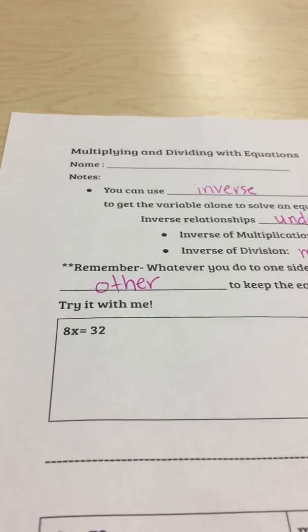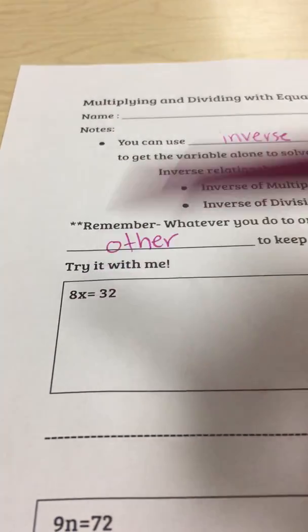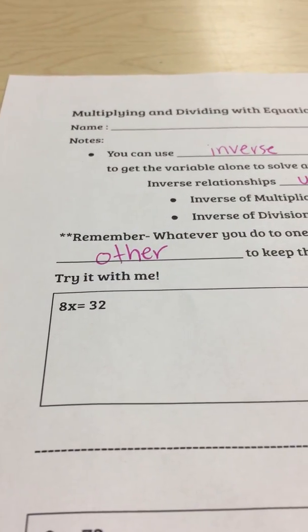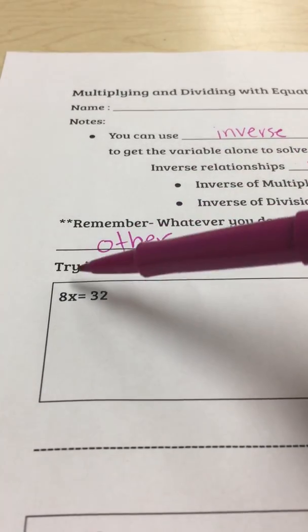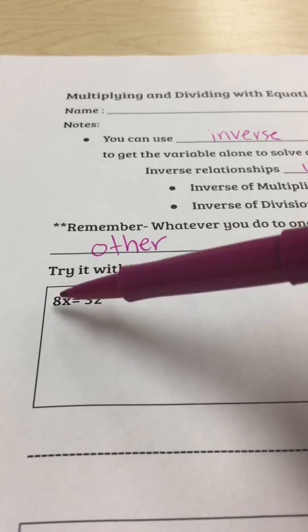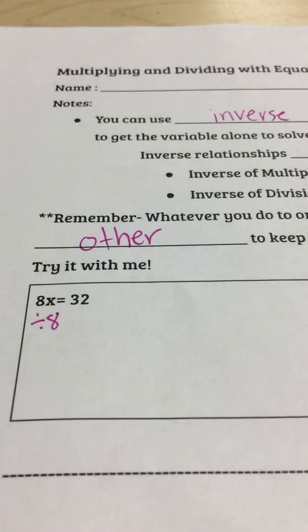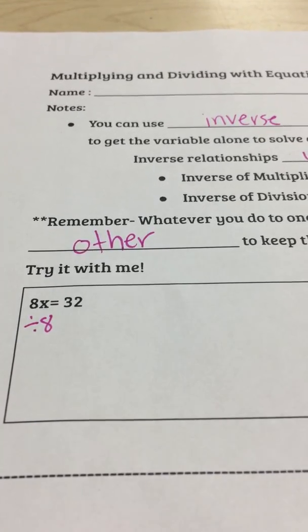All right, let's try one together. Right here we have 8x equals 32. I know when I see a number and a letter next to each other, that means to multiply. If I'm trying to get this x by itself, that means I have to get rid of everything else on this side. If the other thing is an 8 that I'm multiplying, I need to do the inverse of multiplying, which is division. So I'm going to divide this side by 8. I also remember whatever I do to one side, I have to do to the other.